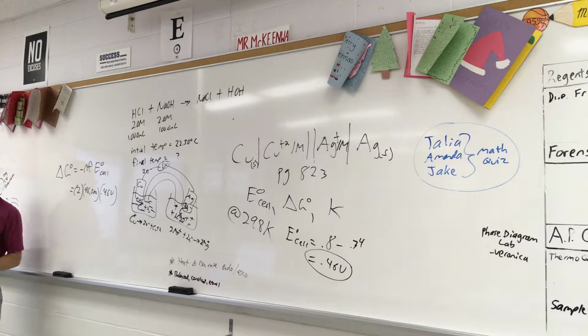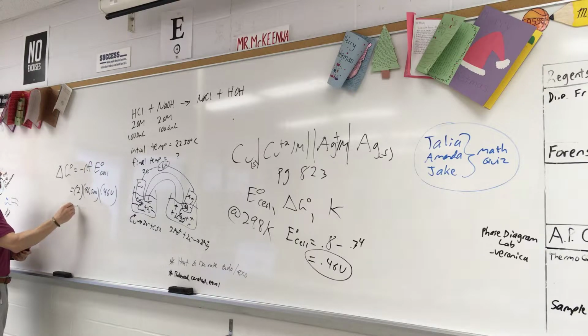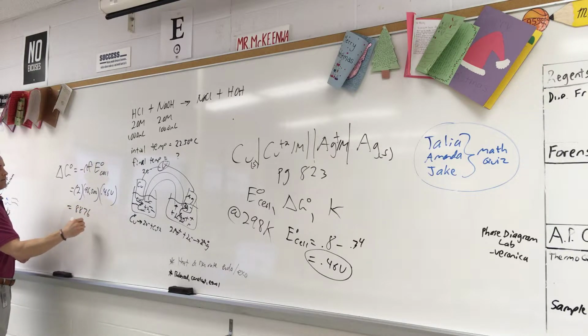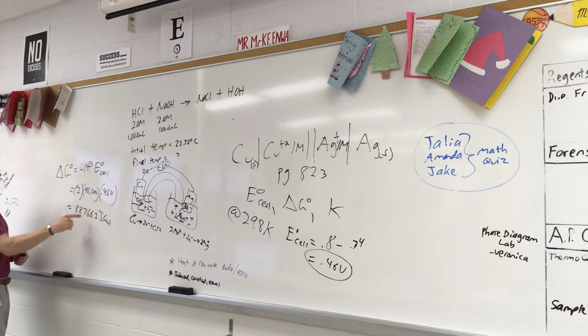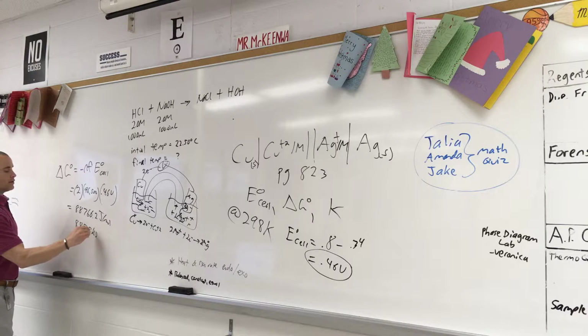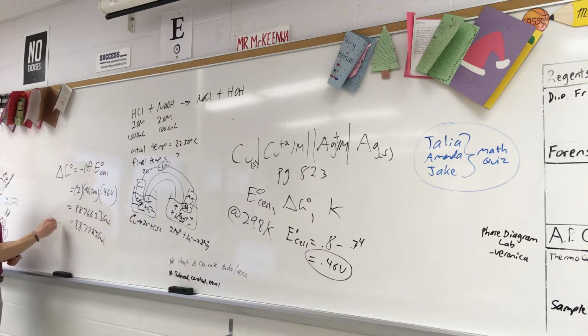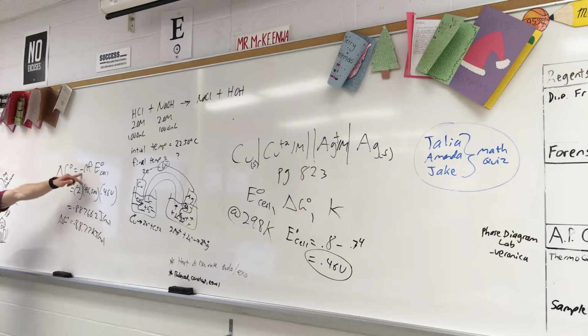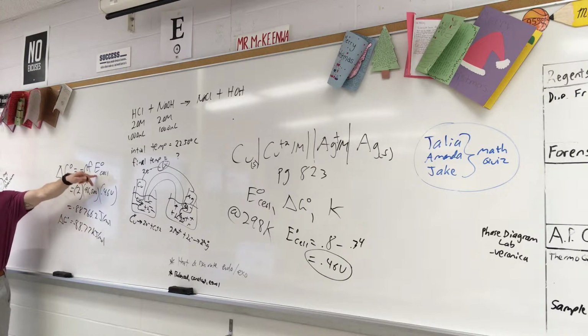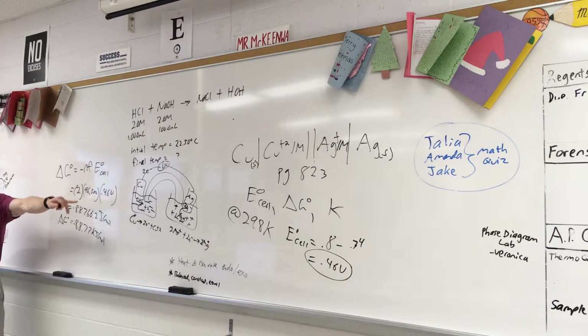So what's all that added to? And now remember, this is in joules per mole. 88,766. What is it? 88,766.2 joules per mole. If we convert that to kilojoules, it's 88.77 kilojoules per mole. So there's my delta G. Oh, negative, right? Negative because that's negative and that's positive. Positive E cell means it's spontaneous, thermodynamically favorable. Negative delta G means the same thing.